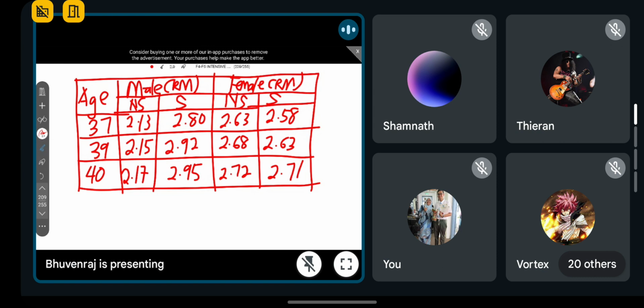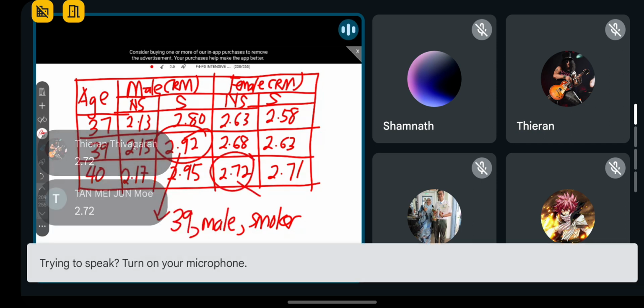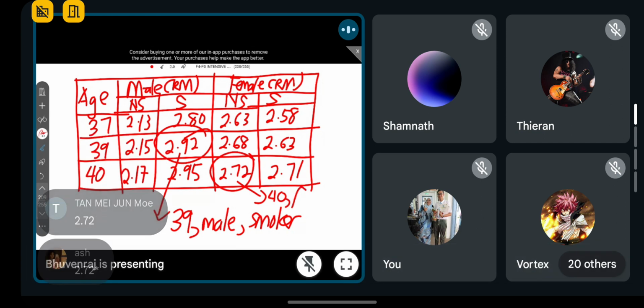Okay guys, so I say age 39, male smoker. Apa kadar premium dia? What is the premium rate? 39 years old, male and a smoker. What's the value? Yes, correct. Okay, this is the value. Okay, 39, male smoker. Okay, how about female non-smoker 40? What's the value? Yes, correct. 2.72. Okay, so you guys know how to read lah. This is how I check.